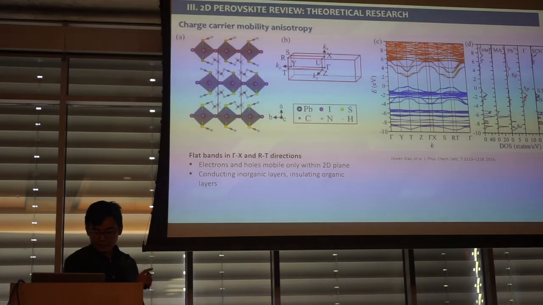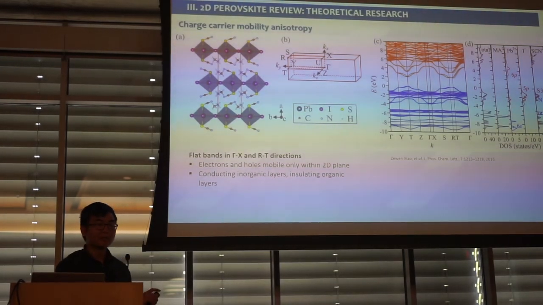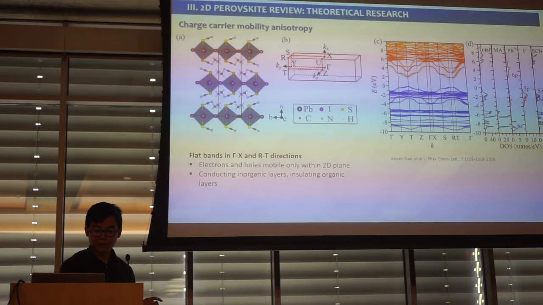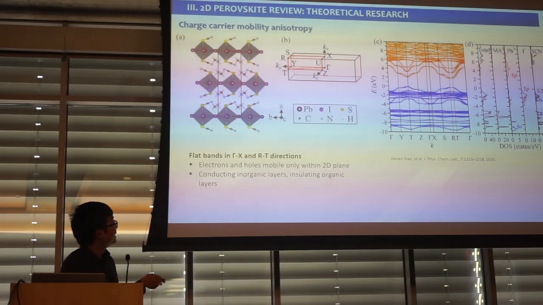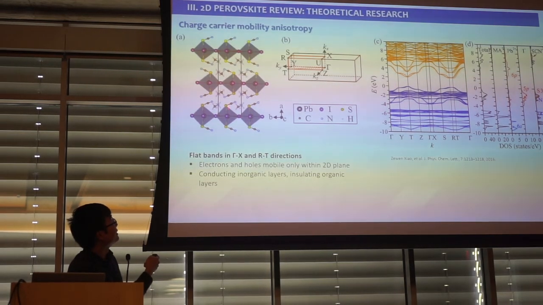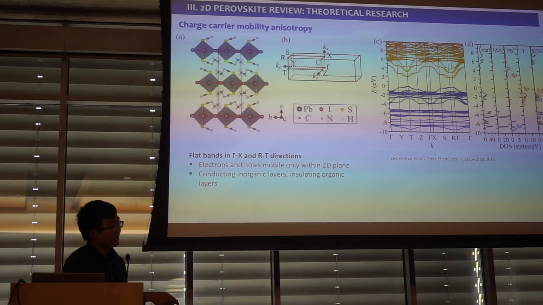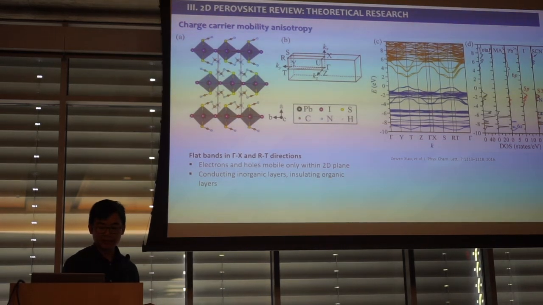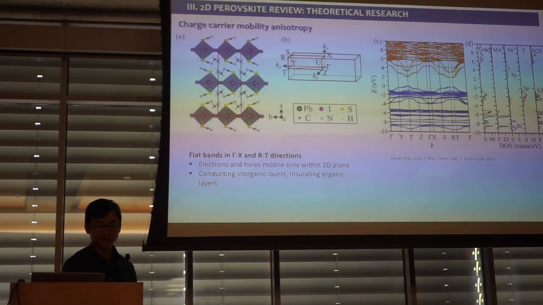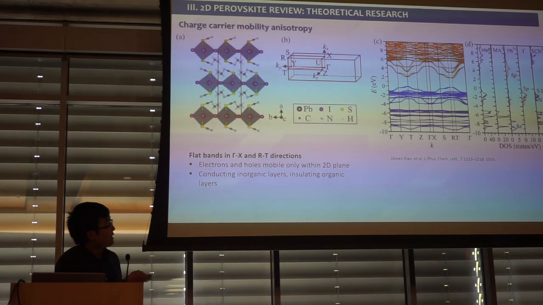Okay, so many studies have also shown that the charge mobility is very anisotropic. So we see that in the gamma X and RT directions, or the directions that go out of the inorganic plane, those tend to have flat bands that you can kind of see up there, those flat bands. And those are indicating that there's a almost infinite effective mass in those directions. And that means that the charge carriers cannot move out of the inorganic planes, and they're kind of confined to this 2D plane of inorganic materials.